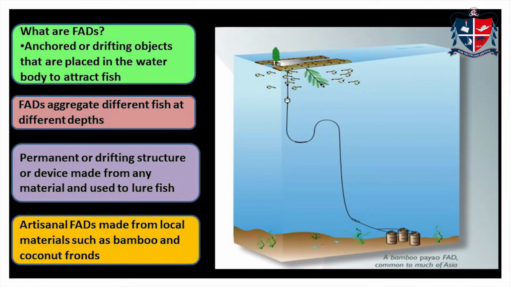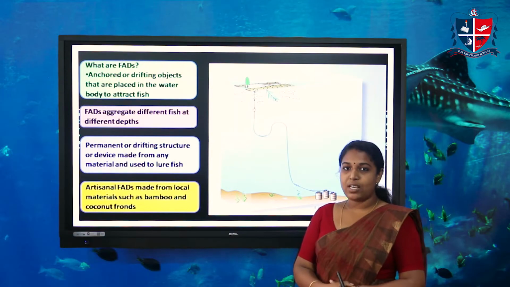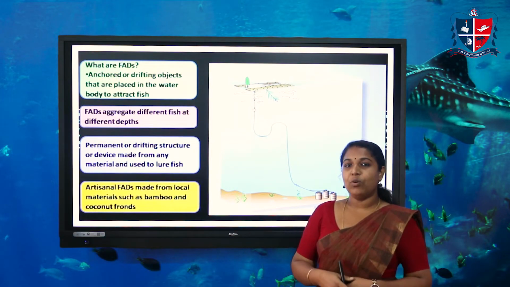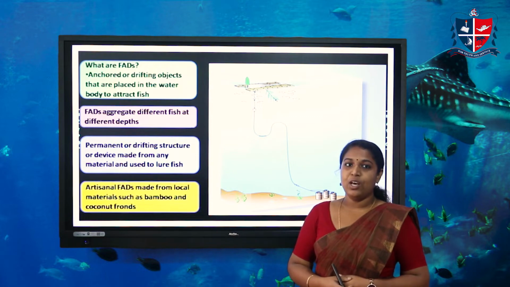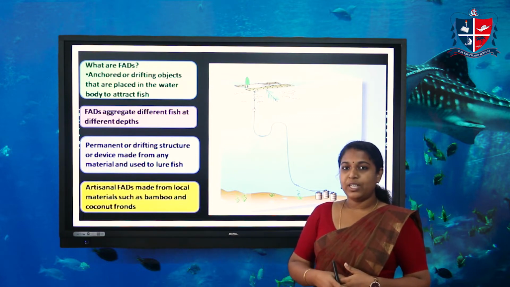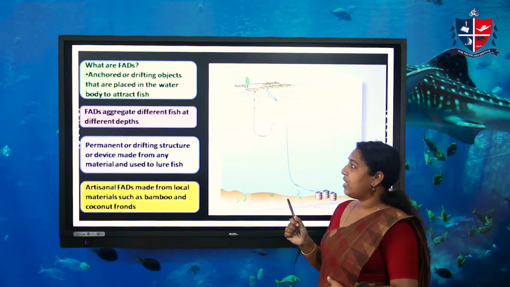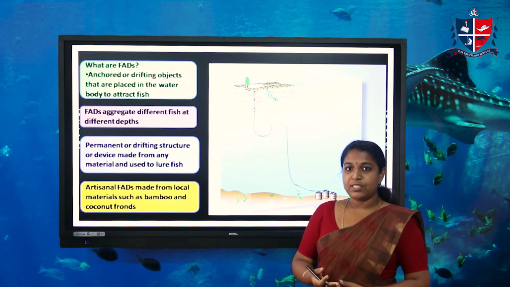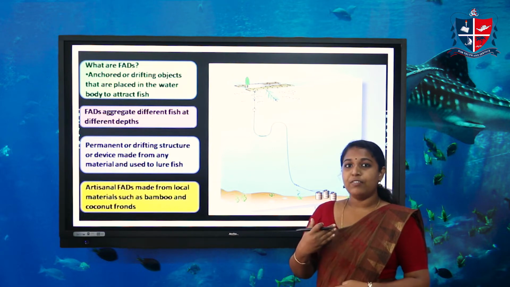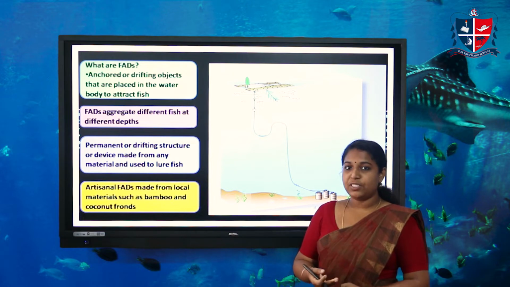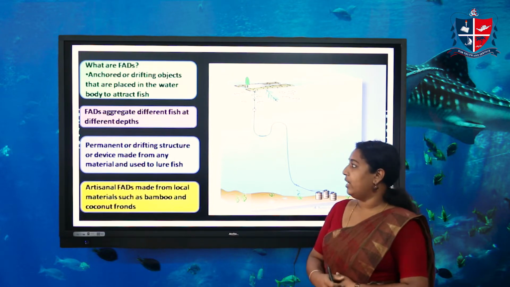FADs, as the name indicates, fish aggregating devices, are objects which are placed in water bodies to attract fishes. When we place an object in a water body, the fishes will get attracted and gather around this object, and this acts as a method of fishing in some places. The main principle is that fish aggregating devices aggregate different fishes, whether of different size or species, and they get aggregated at different depths.